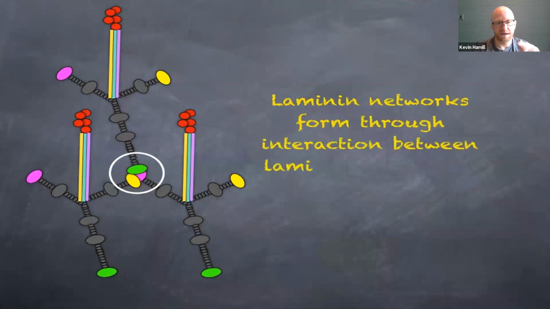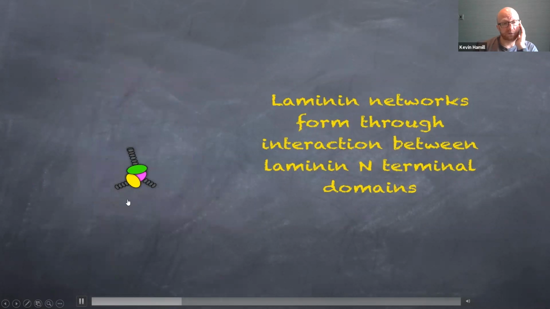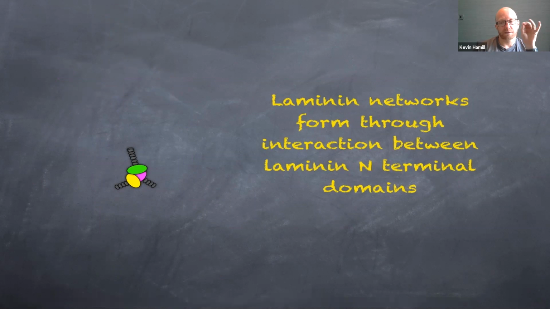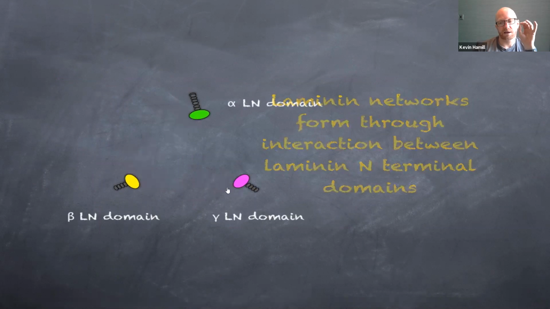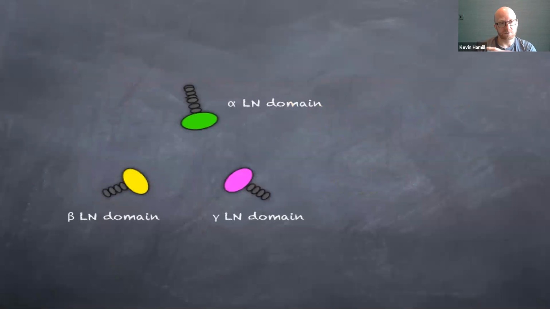And to tell you that, I need to show you the rest of the story of how networks form. So I've said already that they bind via these LN domains, but I just want to give it a little bit more nuance. The way this actually works is that you have a beta LN domain, a gamma LN domain, and an alpha LN domain. They all need to come together to give you a stable complex.